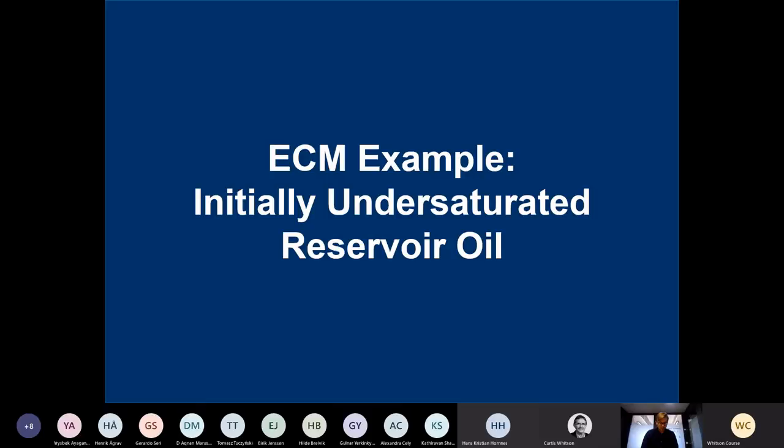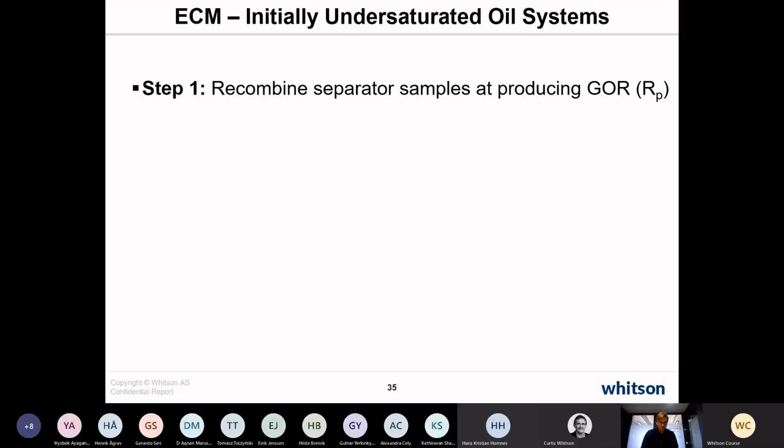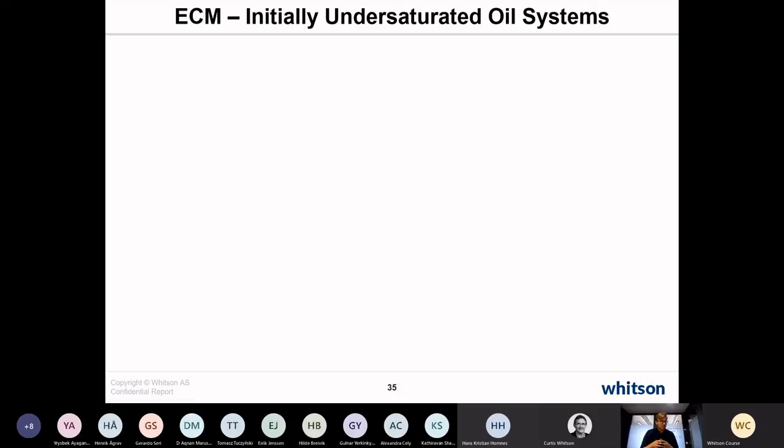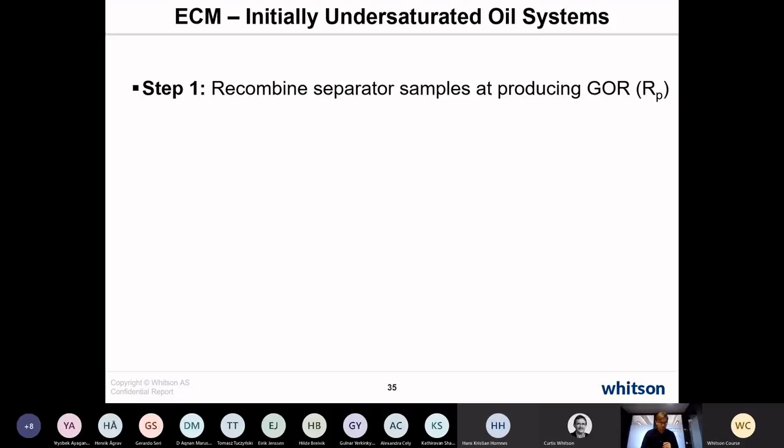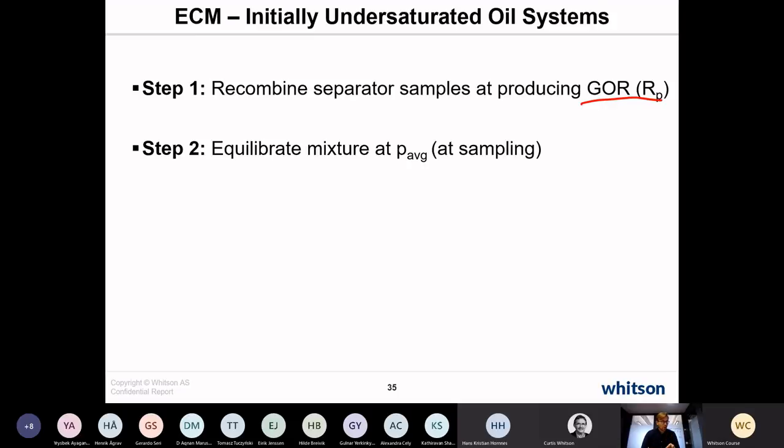So now we just have an example for initially undersaturated reservoir oil. And the method is very simple, but it involves, at least from a high level perspective, direct recombination. So the first thing you do is to recombine the separated samples at the producing GOR. Well, the alternative was to recombine these at the initial producing GOR. Then you equilibrate this mixture at the average reservoir pressure at the time of sampling. So that's a data point that you need to either estimate or measure with a well test.